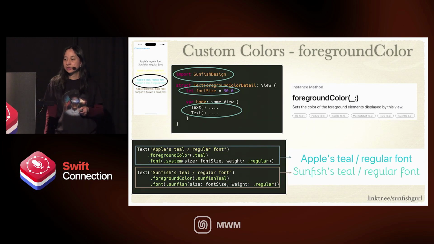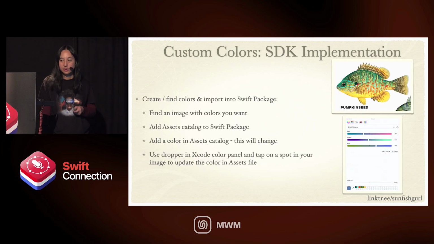And here is how you display text in both the regular Apple teal color and the custom Sunfish teal color. Notice how you use the same foreground color view modifier to display both. So I'll show you how to do this in a moment. For the SDK implementation, these are the steps, and I will go into each of these steps in more detail in the next few slides.